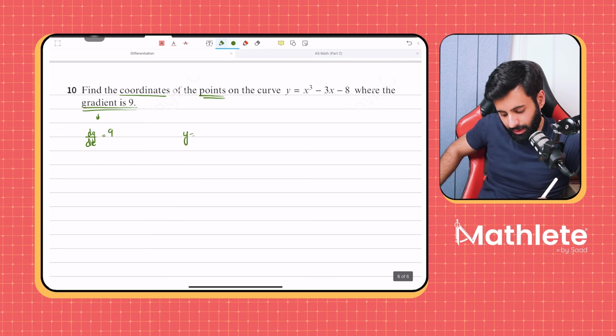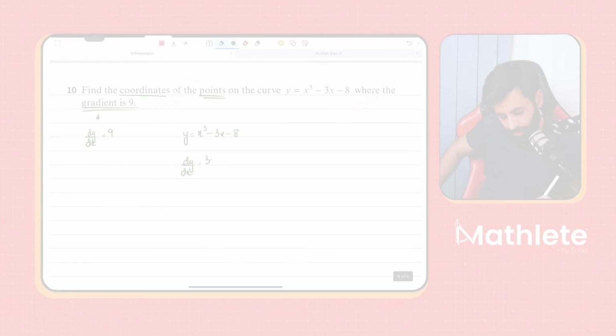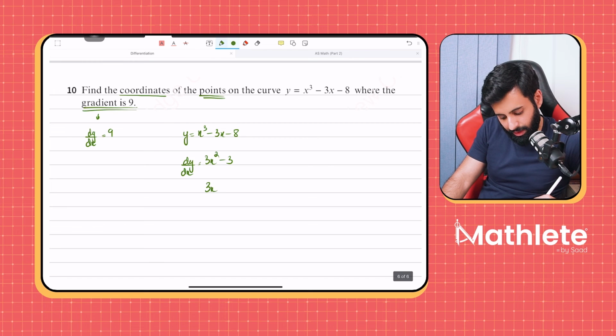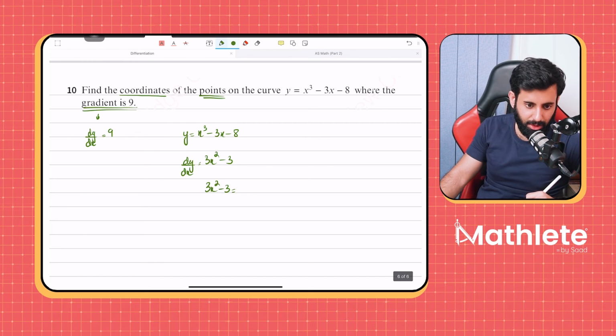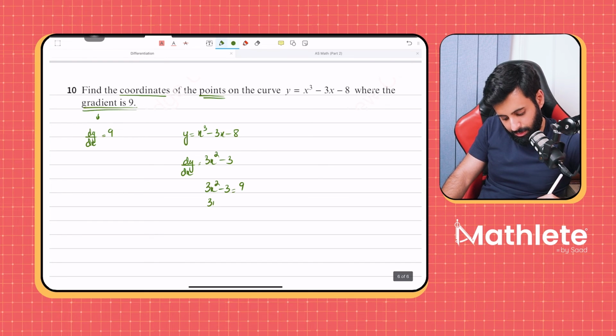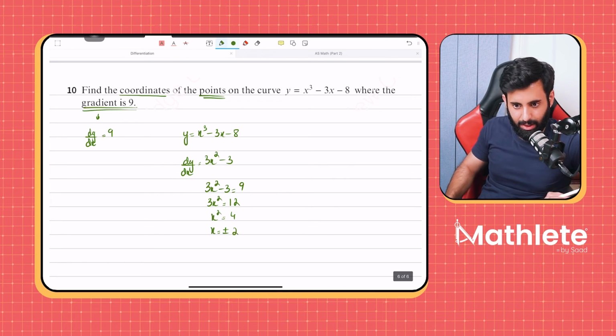So what do we do? We take this equation, x cubed minus 3x minus 8. We differentiate it. You get 3x squared minus 3. And now you know what this is equal to. It's like, in coordinate geometry, sometimes you're given the x and y coordinates and you have to find the distance. Sometimes you're given the distance, you have to find out maybe the x or y coordinate. So exactly the same thing over here. 3x squared minus 3 equals 9, which means 3x squared equals 12, which means x squared equals 4, which means x equals plus and minus 2.